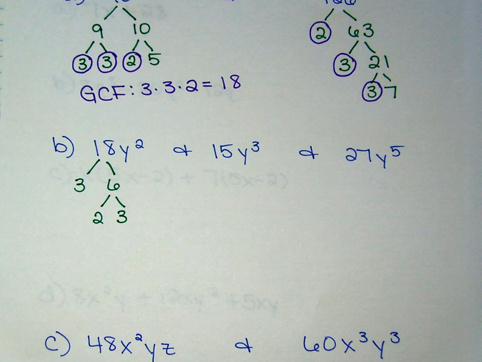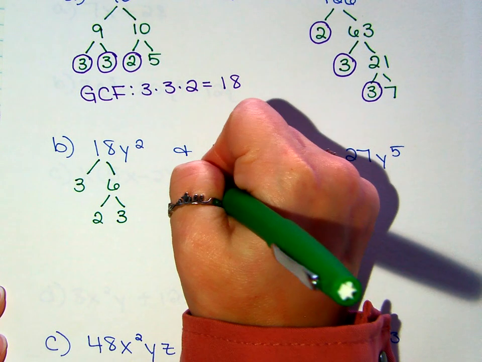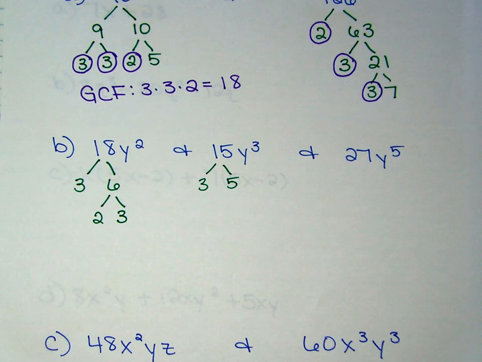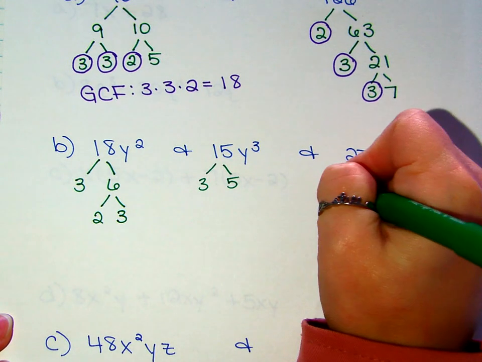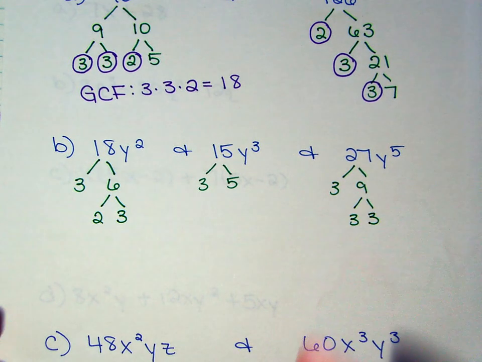15 makes for a really short tree, because the only factors of 15 are 3 and 5. 27 is 3 times 9, and 9 is 3 times 3. So now I have my 3 numerical factor trees. Numerical means number, so I only factored the numbers. So I'm going to look for what each of my trees have in common with each other. Do you see anything that they all share?